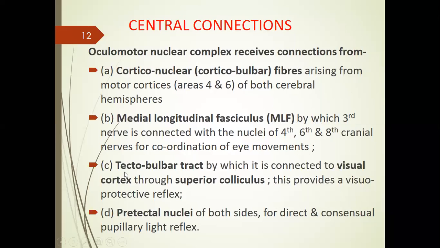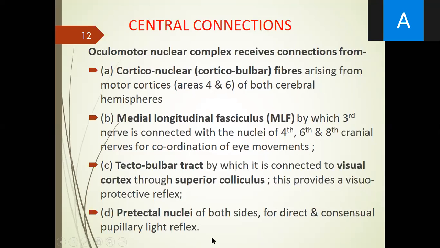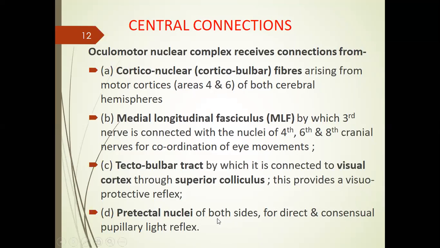So third connection is through the tectobulbar tract, by which it is connected to visual cortex through the superior colliculus and this provides a visual protective reflex. So it also has connection with the pretectal nuclei of both sides of cerebral hemisphere for direct and consensual pupillary light reflex. Later on you will know there are two types of reflex, light reflex and accommodation reflex.